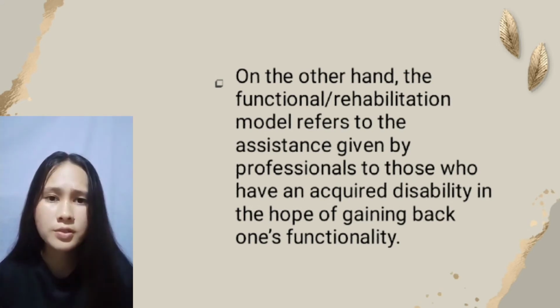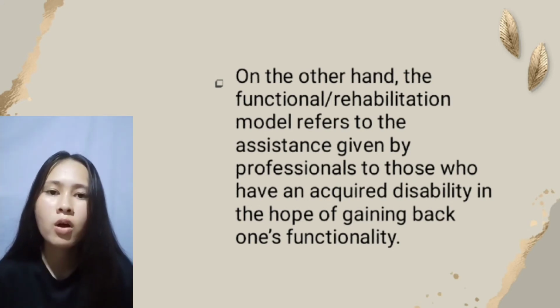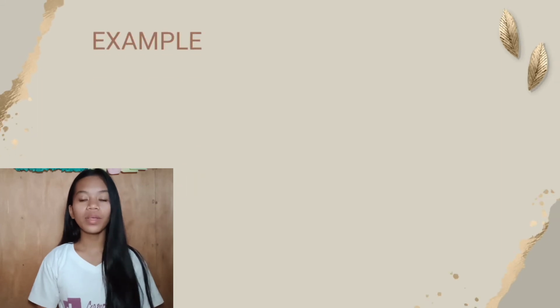So the difference between habilitation and rehabilitation is that habilitation is a therapy that helps children have the skills that they have not yet accomplished, while rehabilitation is regaining a lost skill. Like what I've said earlier, when we say regaining, it means that the person already had the skills but once lost them. So now that we have learned what the functional or rehabilitation model is, let's have some examples under this model.